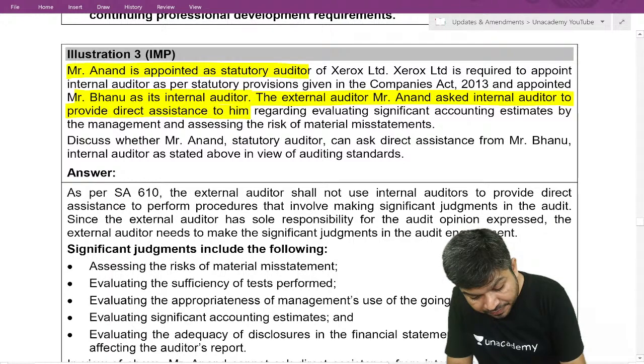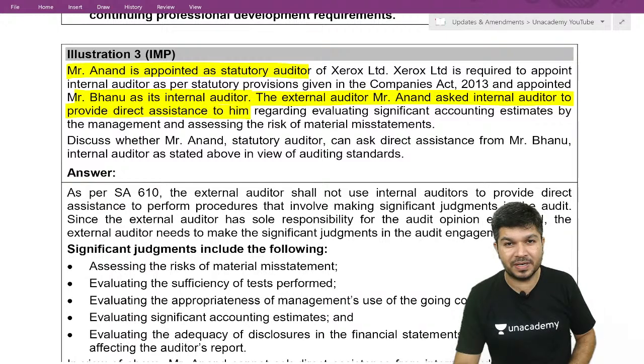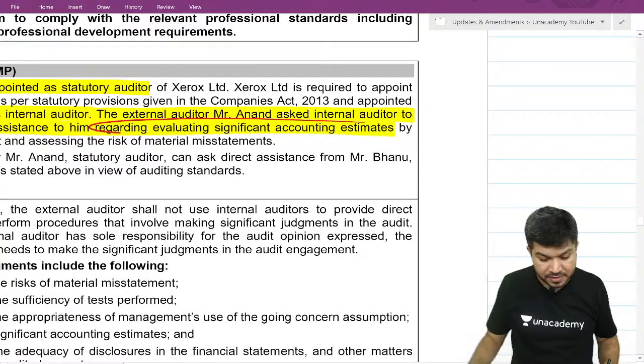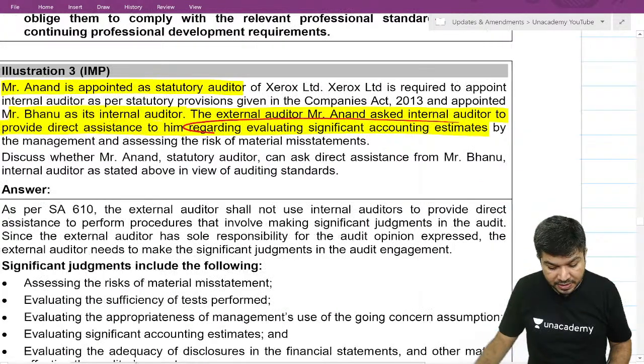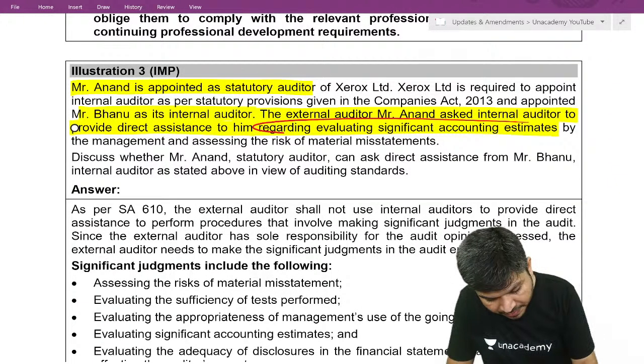Okay, first, can I use the internal auditor to provide direct assistance? Yes, that is possible. But regarding significant accounting estimates, where significant judgments are involved, can I use them? No, sir, here I can't use them. And similarly, just a minute.